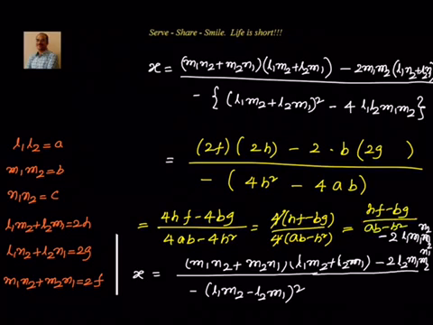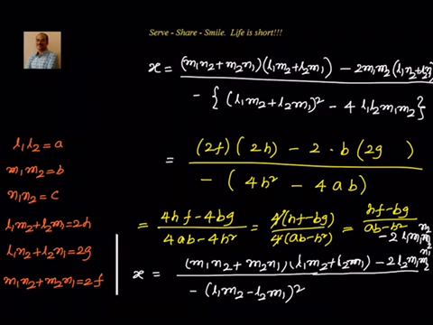Now you can try on similar lines to find the value of y also. For that, we will take again L1x plus m1y plus n1 equal to 0, L2x plus m2y plus n2 equal to 0. This time we eliminate the x variable, and we will get the value of y in terms of L's, m's and n's.